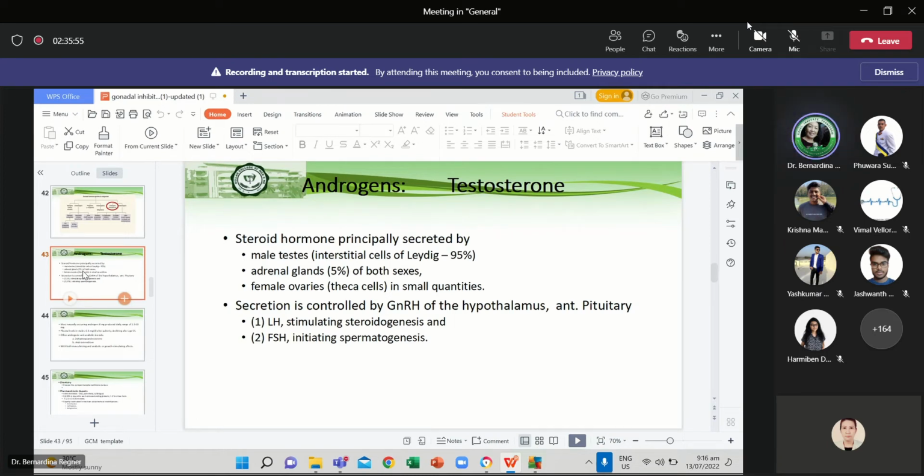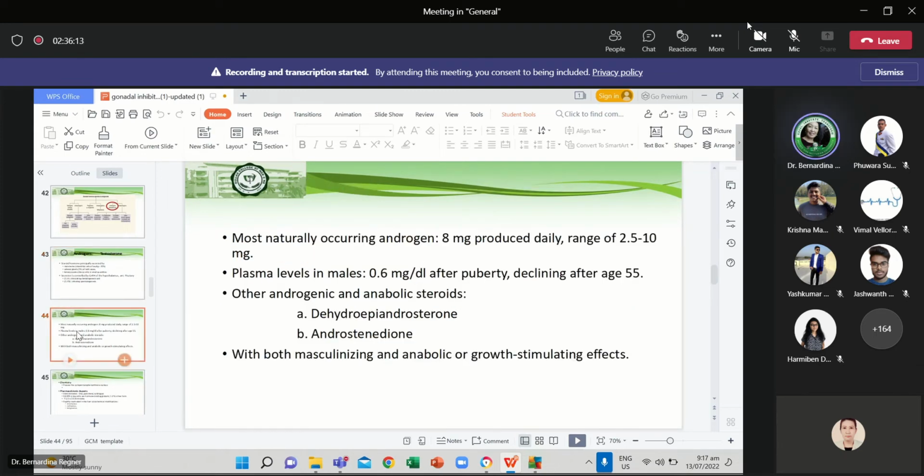Okay, so luteinizing hormone is the one that will stimulate steroidogenesis. And follicle stimulating hormone will initiate your spermatogenesis. Most naturally occurring androgen, you have 8 milligrams produced daily with a range of 2.5 to 10 milligrams. And the plasma level in the males is 0.6 milligrams per deciliter after puberty. That will decline at the age of 55.